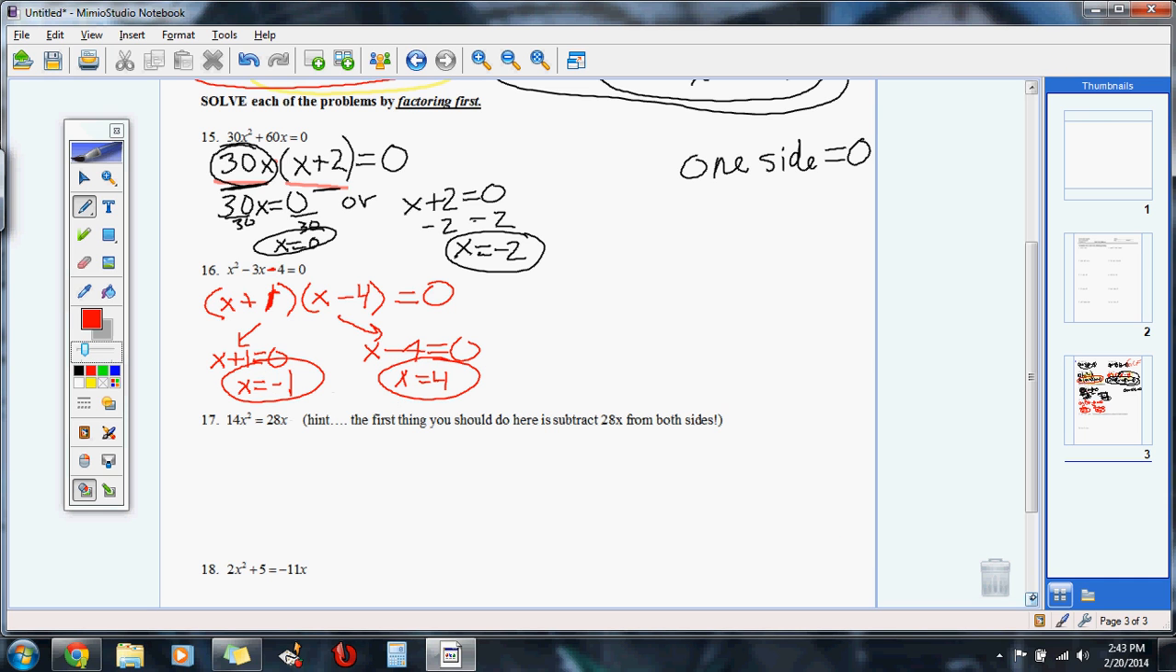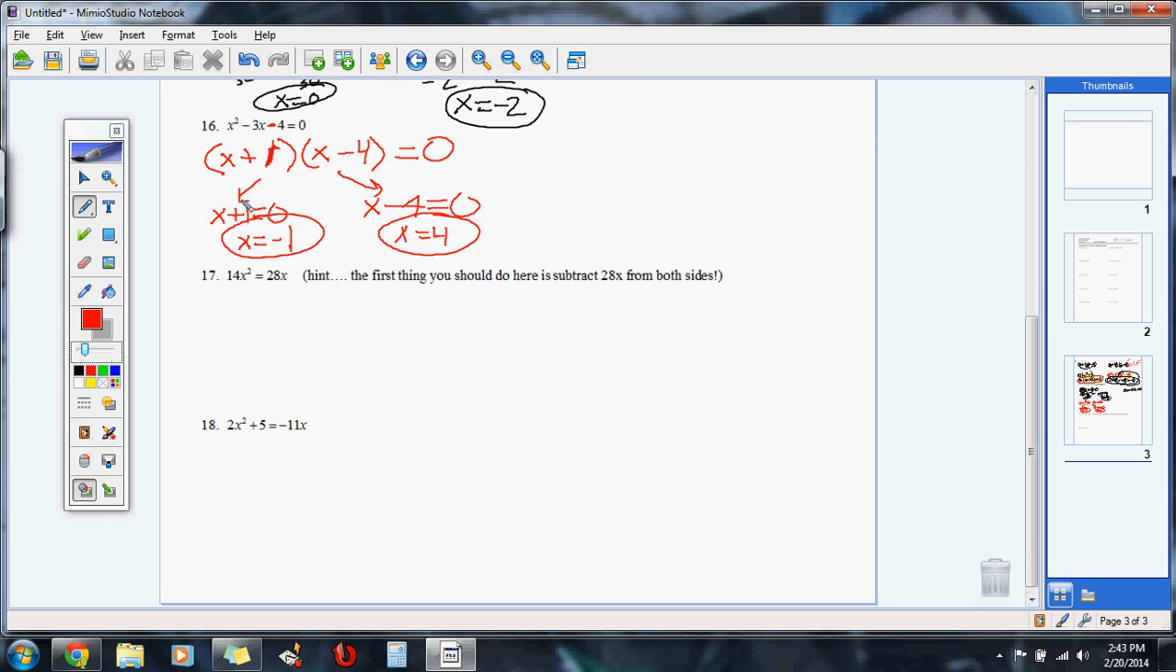All right, don't get thrown off by the little thing here on number 17. This hint I have here will not be there on your test. So realize one side must equal 0. So I'm going to make this 14x squared minus 28x equal to 0. That's the first thing I do. I'm not showing my work here, but I'm taking this and I'm subtracting 28x from both sides. They're not like terms, so they stay here, but now the right side's 0.